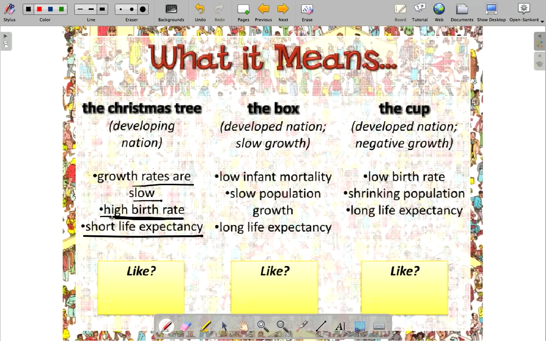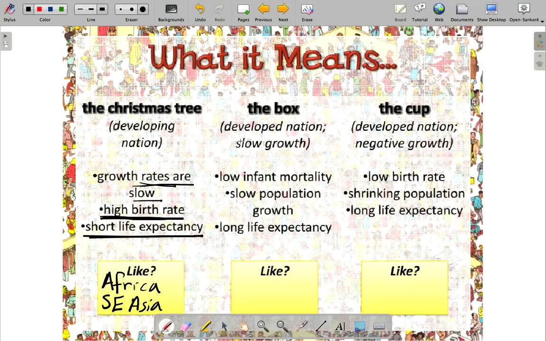High birth rate, we said, right? So where are you going to find a country that could be a Christmas tree shape? Many countries in Africa, some in Southeast Asia, right? Any of these countries in these areas might have one of these. High birth rate, but short life expectancy, maybe because of disease, conflict, something like that. So the growth rate is going to be slow.